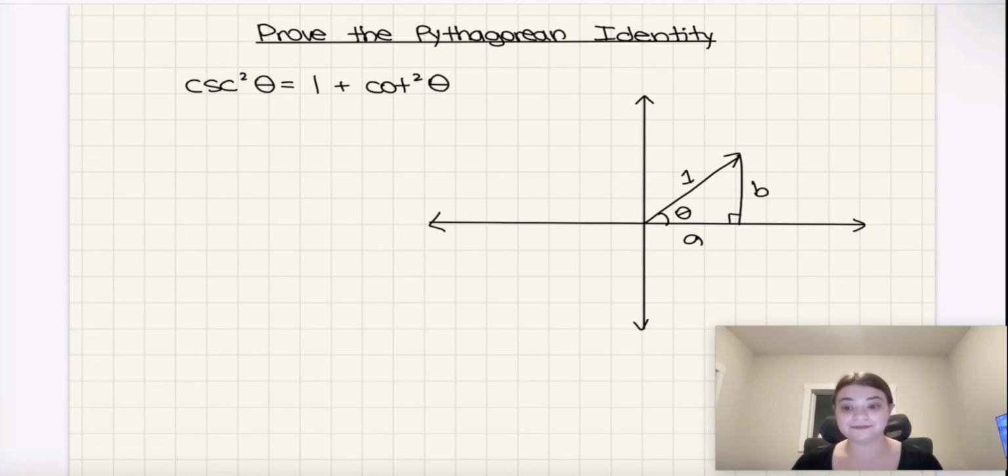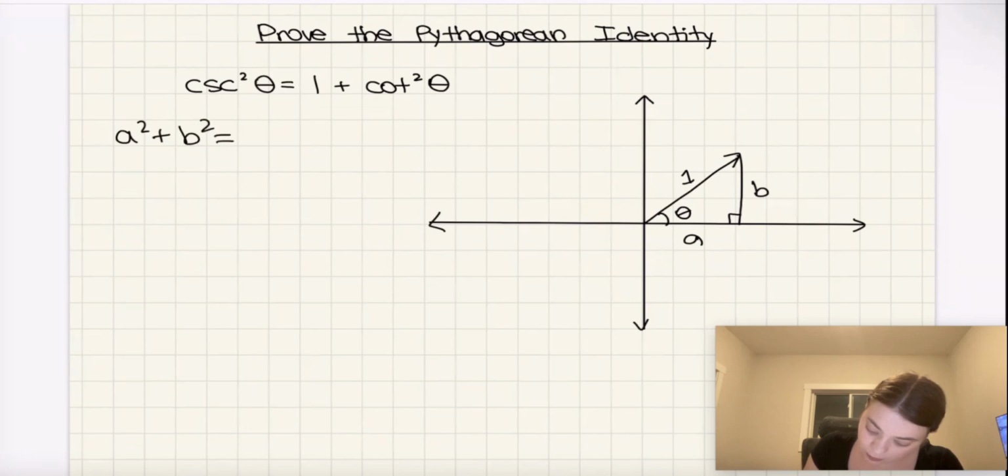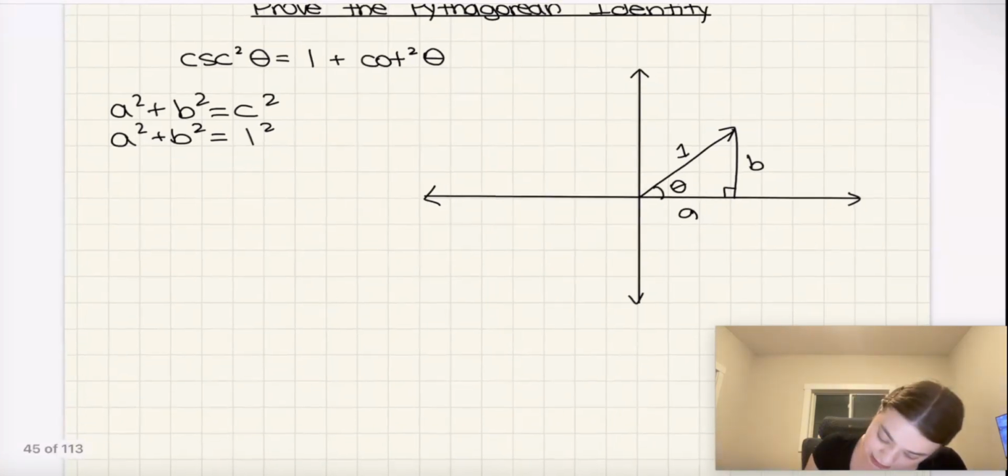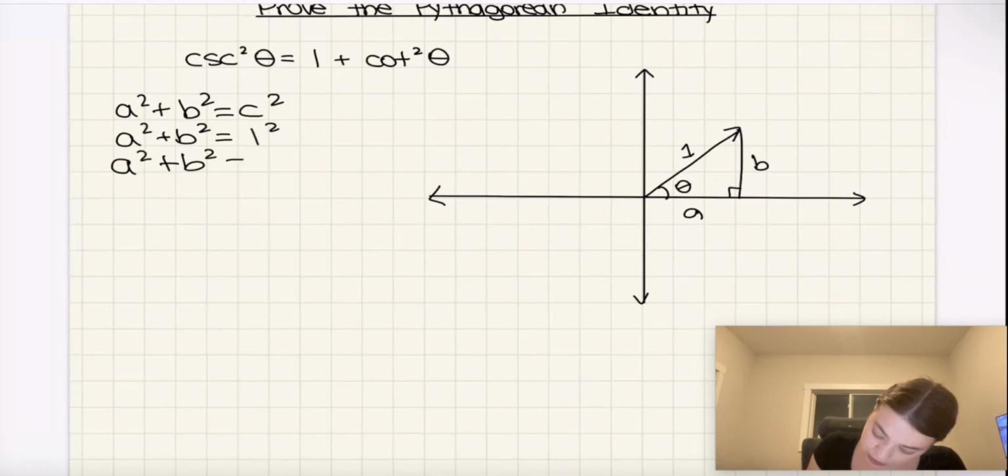So let's dive in. What we're going to do first is just review what we know about Pythagoras' theorem. Pythagoras' theorem states that a squared plus b squared is equal to c squared, where a and b are the legs of a right angled triangle and c is the hypotenuse. In this particular situation, we have that a squared plus b squared is equal to 1 squared, since in this example to our right, a and b are the legs and 1 is our hypotenuse. That means that a squared plus b squared would just be equal to 1, right? Since 1 squared is just 1.